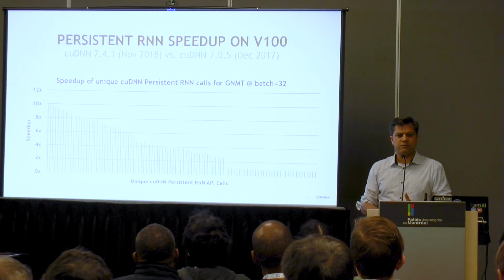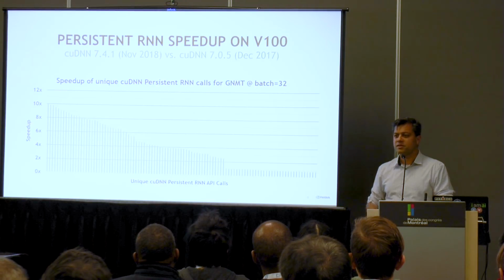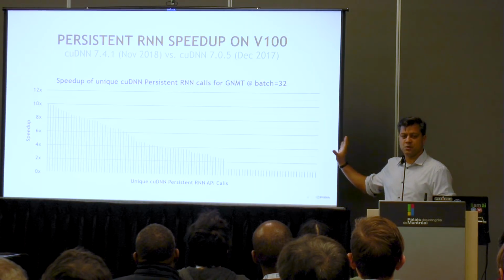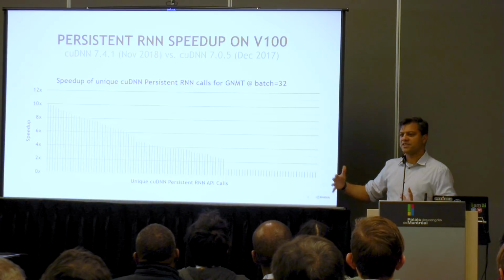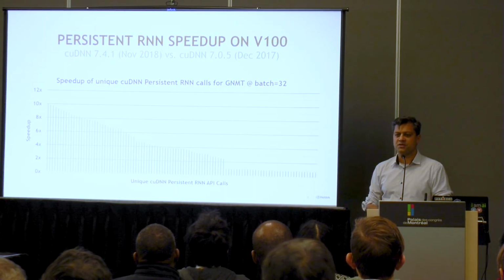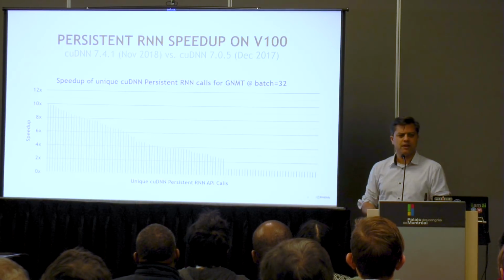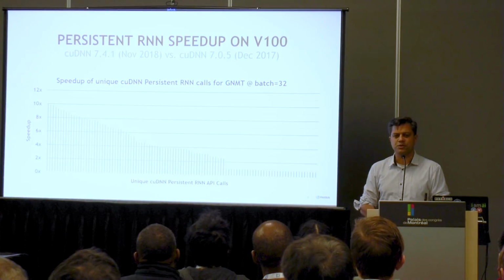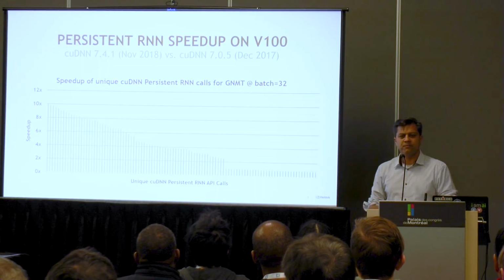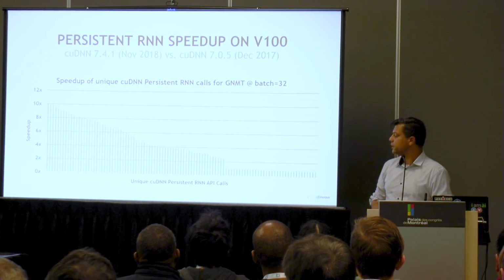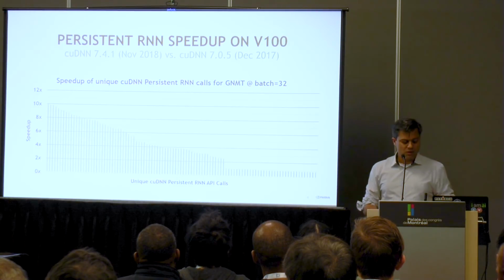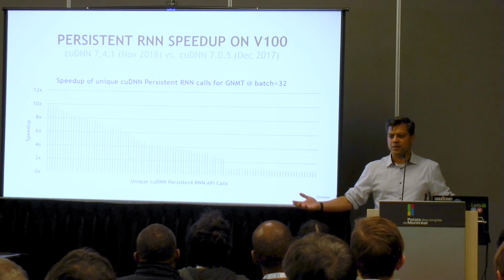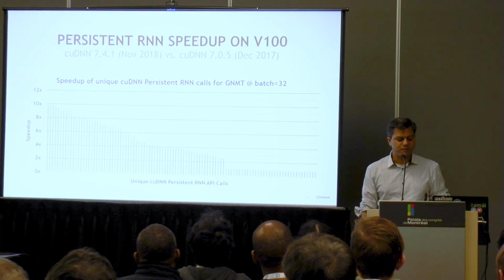So if you're doing research, you're trying to train recurrent neural networks, and you're doing it with a batch size where you can take advantage of these persistent implementations. And for the case of this model, I think you can go up to batch size 128 on a Volta V100 and still take advantage of the persistent implementation. This also helps on the inference side as well. So that's another example of an area we've been optimizing.